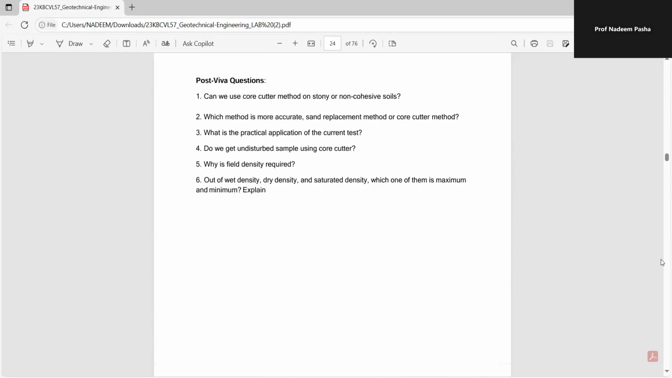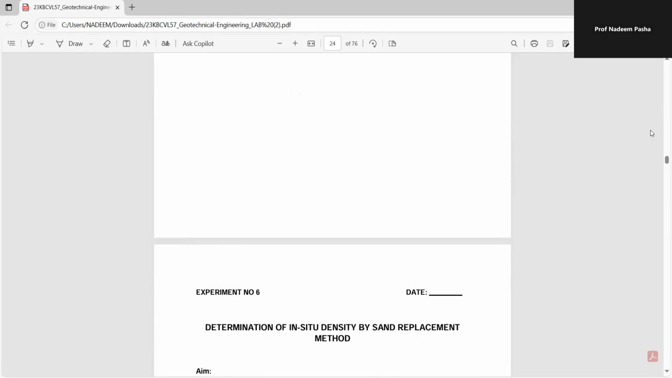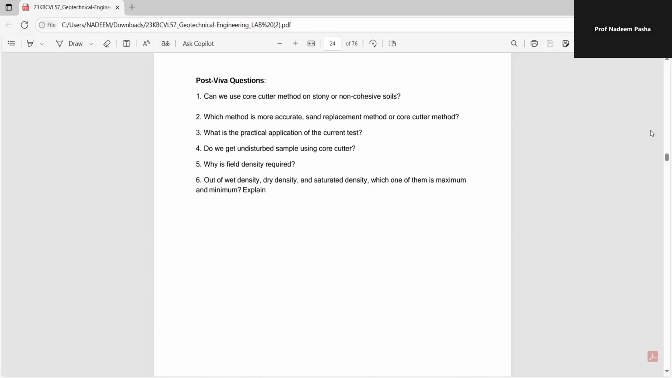This we have already seen. So determination of in-situ density by sand replacement method we will see in the next class. After that only we will come to a conclusion whether the core cutter method is good or the oven drying method, or the sand replacement method.